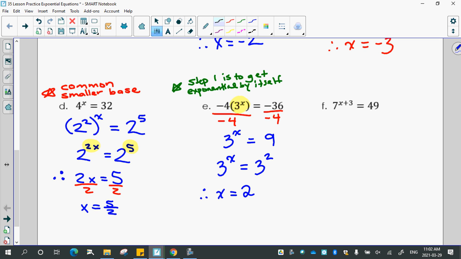Okay, this one, the exponent's a little bit more complicated. 7 to the power of x plus 3 equals 49. But we're still going to use the common bases. So I would check, can I write 49 as 7 to the something? Get my calculator out. Yes, 7 squared is 49, so I would do that first.